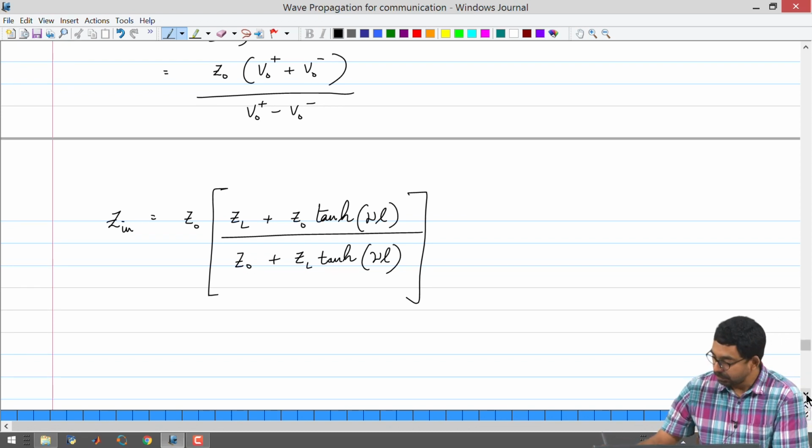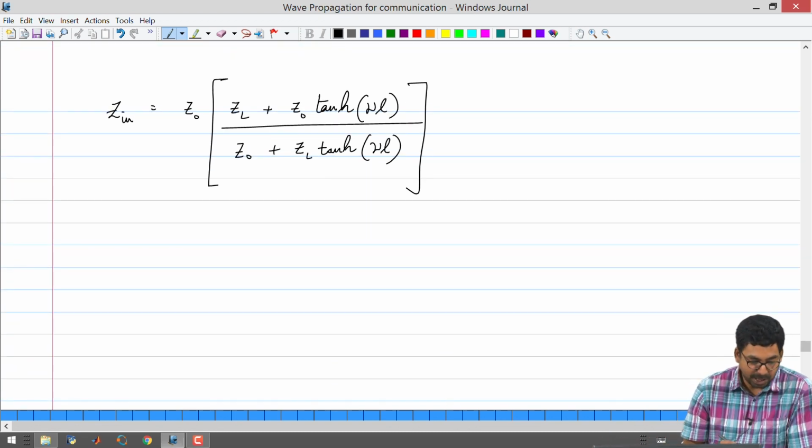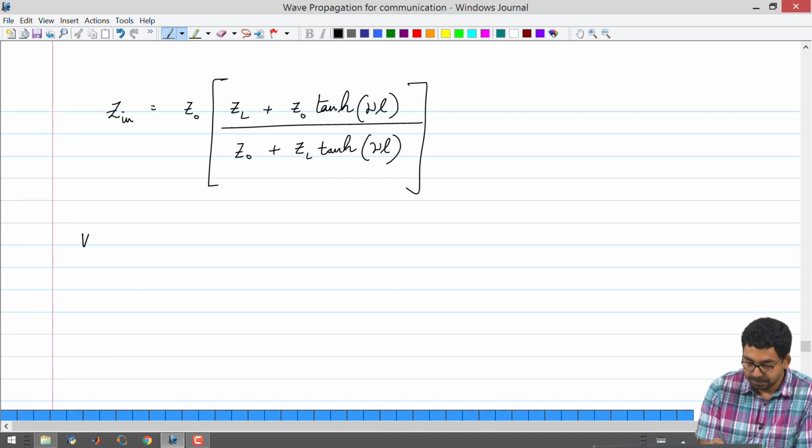Now, there are a few more definitions that we will see once again with the AC excitation.